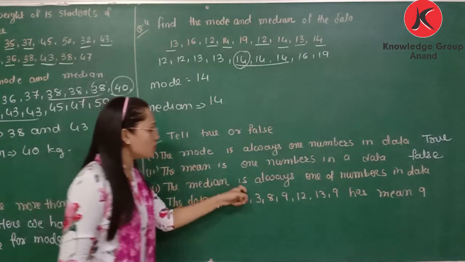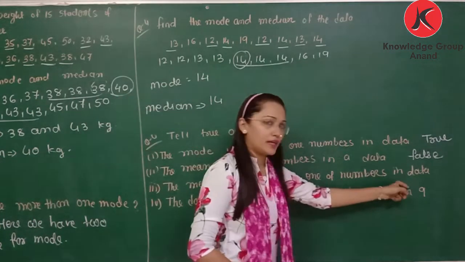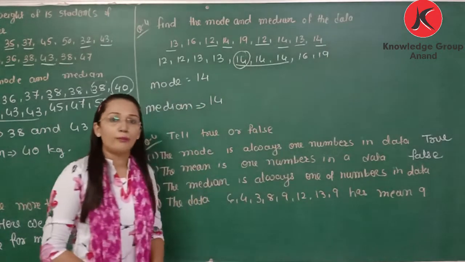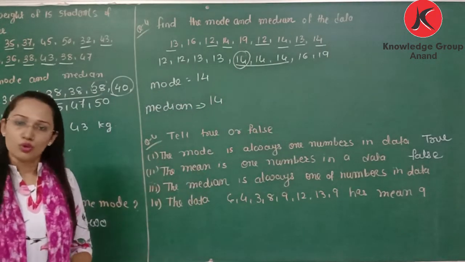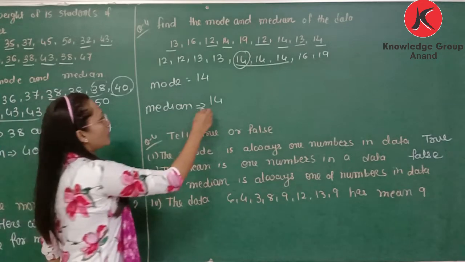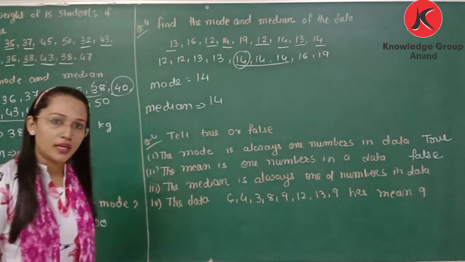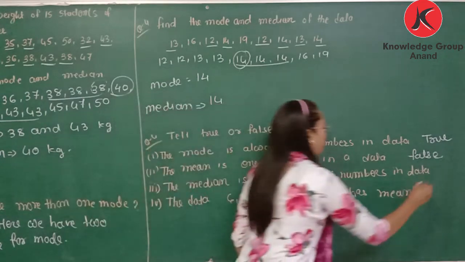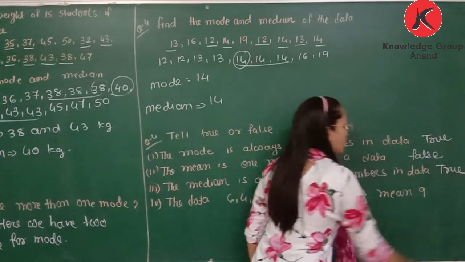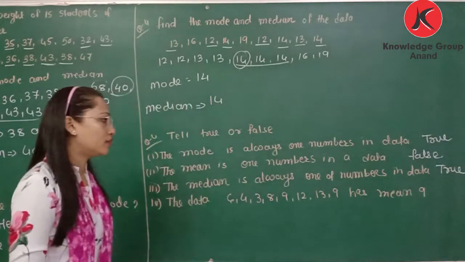The median is always one number in the data. So what is the median? Median means the central value. So it will be from the data. You can see here the median is 14. So it is also a number from the data. So it is a true statement. Always the median is a number of the data.